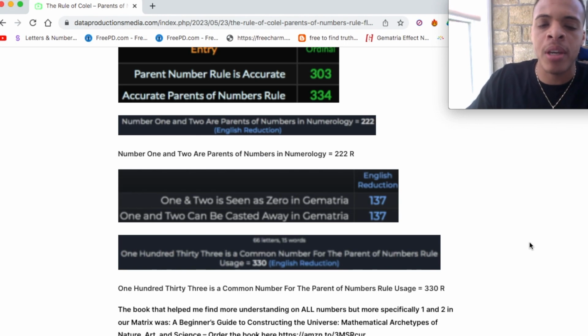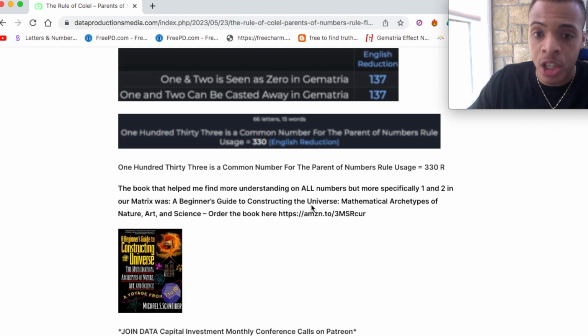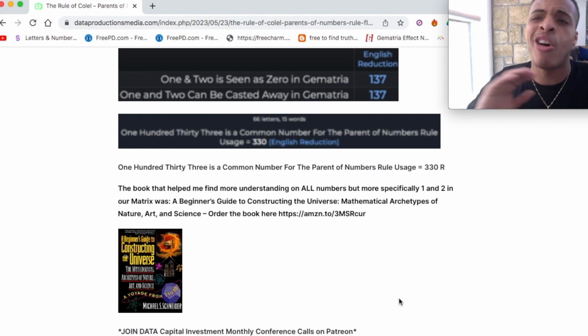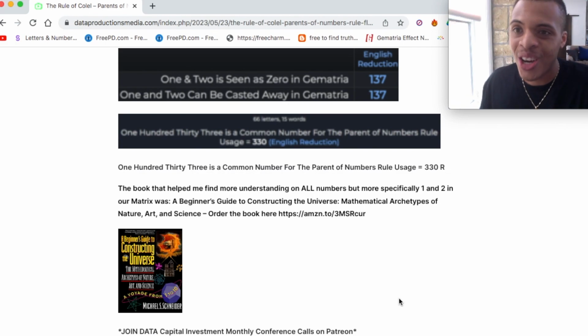And the book that helped me find more understanding on all numbers, but more specifically 1 and 2, was The Beginner's Guide to Constructing the Universe: Mathematical Archetypes, Nature, Art, and Science. And you can order the book. It's helped me tremendously to understand how numbers have constructed our world. And without 1 and 2, there can't be a 3, 4, 5. There can't be anything that we see in the realm without first having the parents. Okay, and that's 1 and 2, the monad and the dyad.